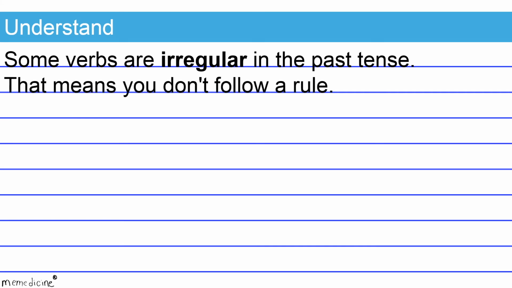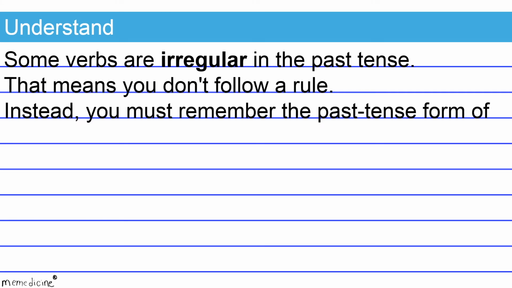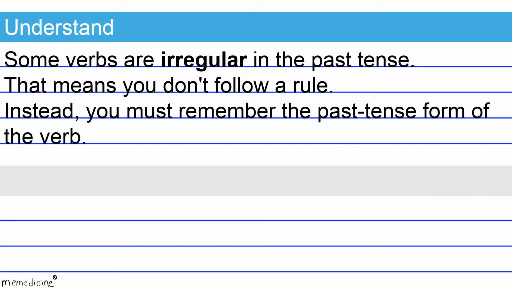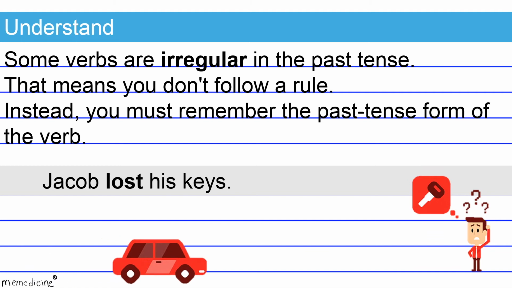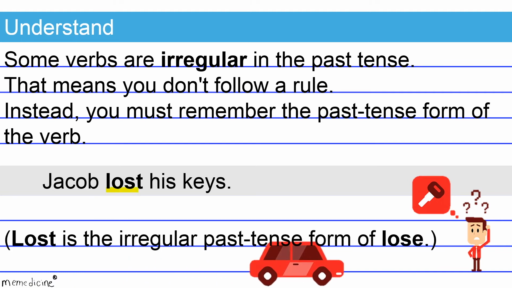That means you don't follow a rule. Instead, you must remember the past tense form of the verb. Check out this example. Jacob lost his keys. Lost is the irregular past tense form of the verb lose. This is a correct shift, and the overall sentence is formatted correctly.